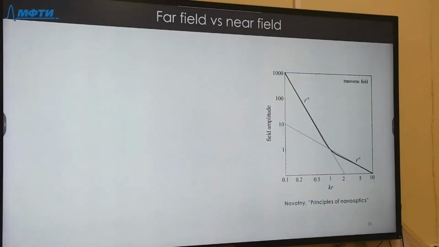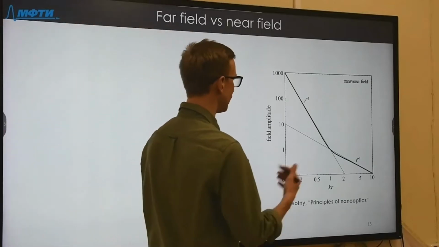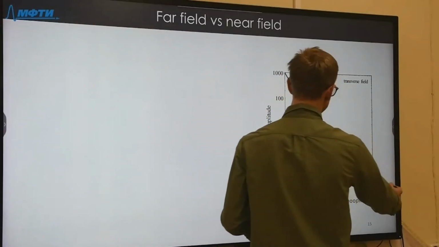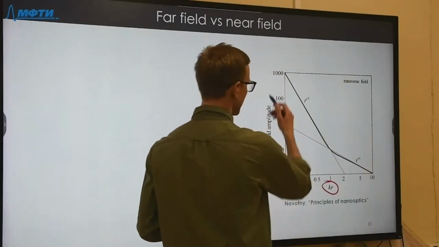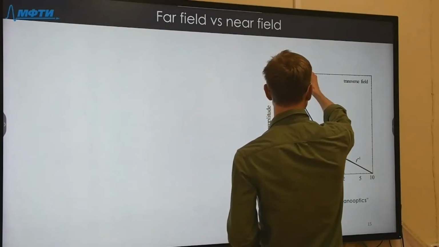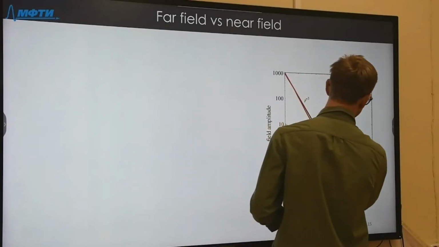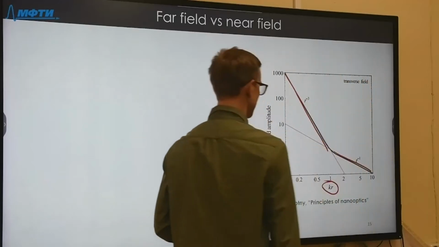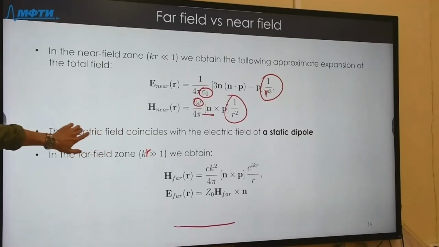So this is another way to visualize the difference in the spatial field dependence in the far field and the near field zone. We can plot the field amplitude, the field magnitude along a certain direction as a function of kr, and we can clearly see the 1 over r cubed dependence in the near field zone and 1 over r dependence in the far field zone, as predicted by these expressions.